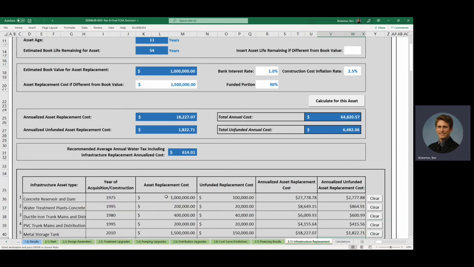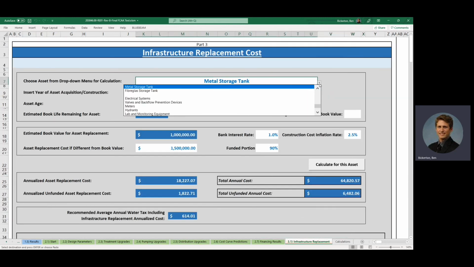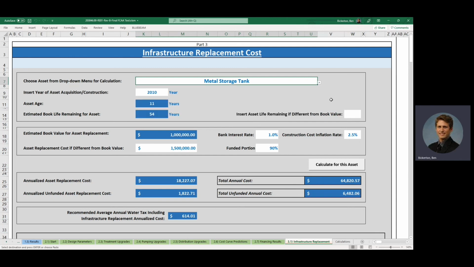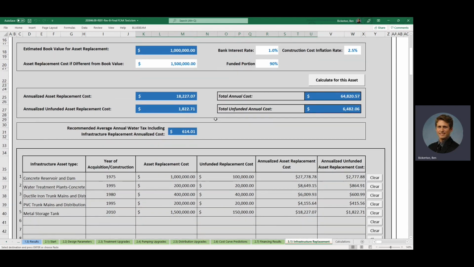So we can continue through this asset list and put as much information as we like for valves, meters, hydrants, other buildings, other assets that should be included as part of the water supply system asset list if we want to consider them for infrastructure replacement costs. And as these amounts tally up, those totals are added to the previous tax increase. And as we can see here, the recommended annual average water tax is up to 614.